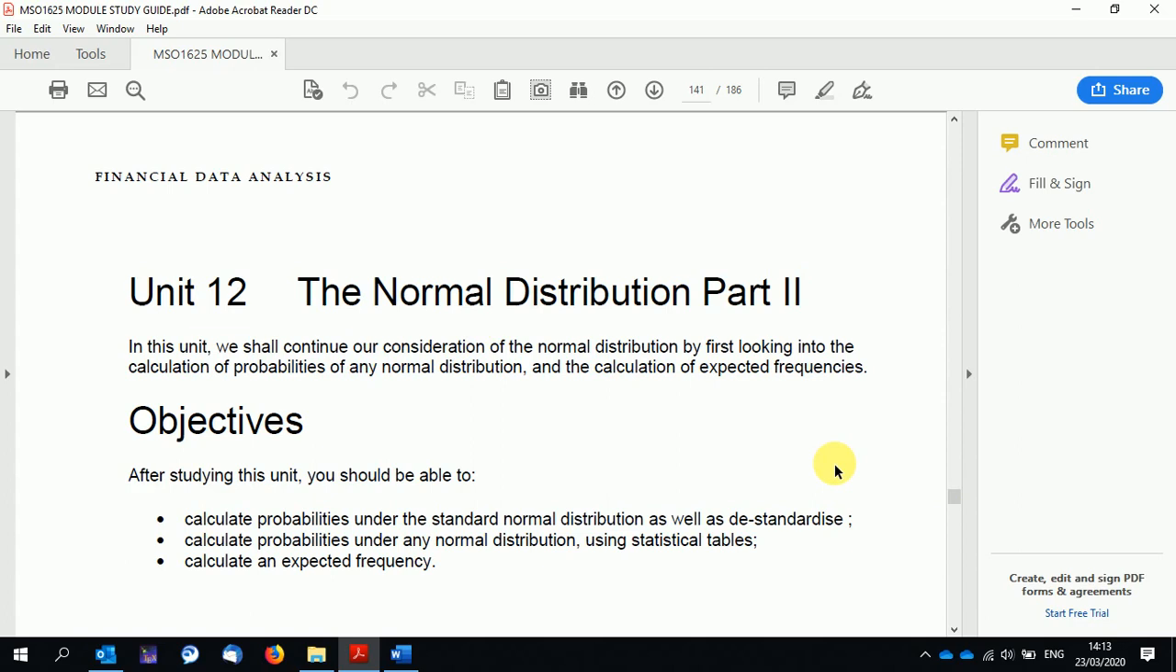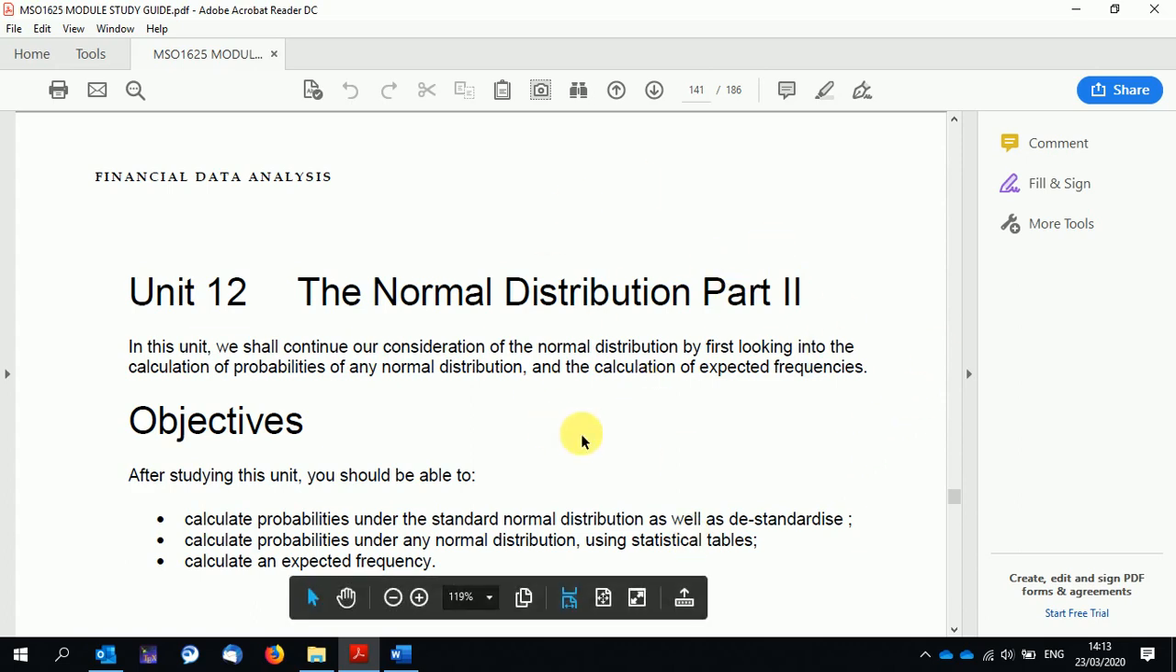we look at the standard normal distribution where the mean is 0, the standard deviation is 1, and the variance is 1 square, which is 1. And we try to do some calculation using the standard normal distribution, and we also use the table which is on the last page of this booklet here.